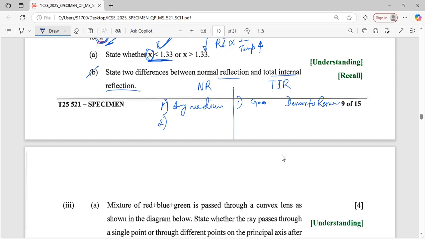And number 2, in normal reflection there is refraction present. Some part of the incident ray goes into the refracted ray, which means loss. But in total internal reflection, no loss, which means no refraction. That's the two differences.